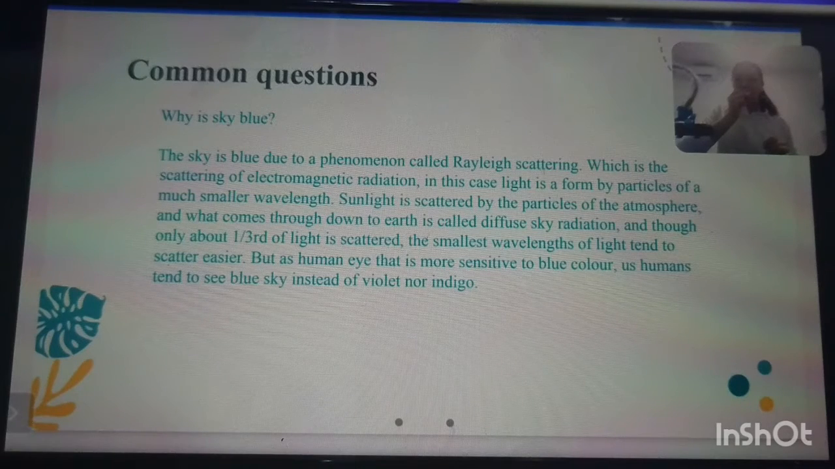And what comes down to Earth is called diffuse sky radiation, and though only about 1/3 of light is scattered, the smallest wavelengths of light tend to scatter easier. But as the human eye is more sensitive to blue color, we can only see a blue sky instead of violet nor indigo.